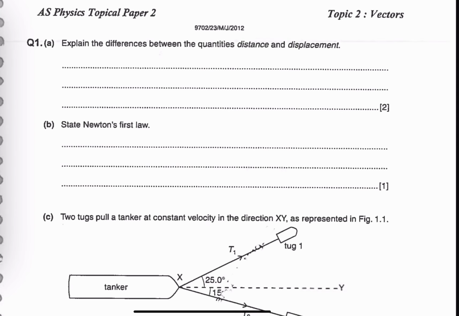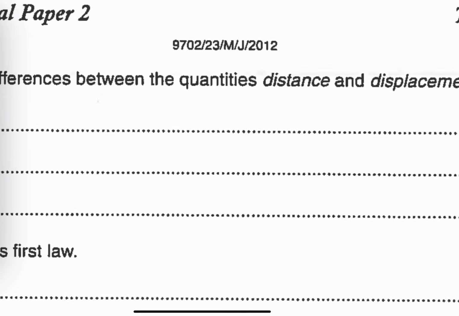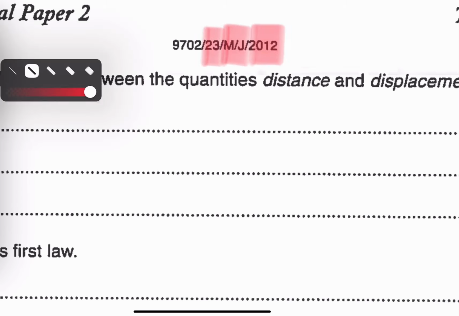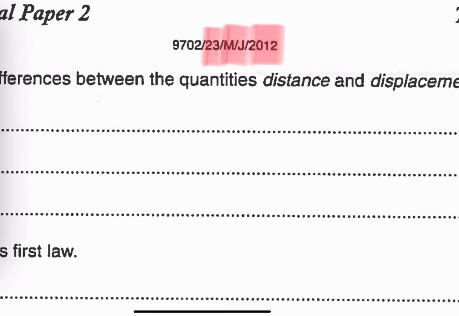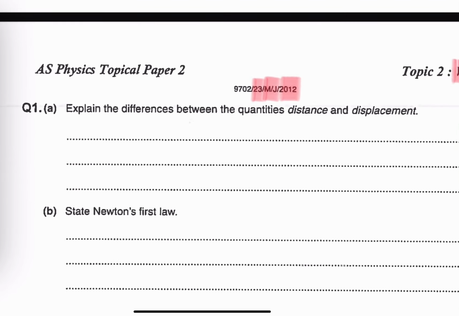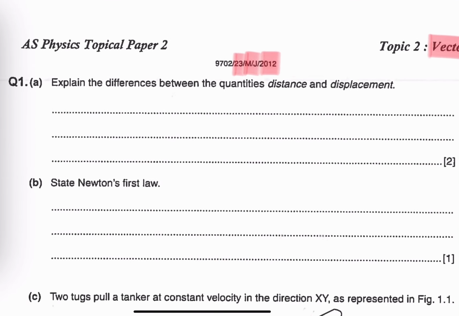We're going to solve past paper questions of topic vector. This question is from the paper 2012, May/June, variant 2-3. Okay, the first question is: explain the difference between the quantities distance and displacement.